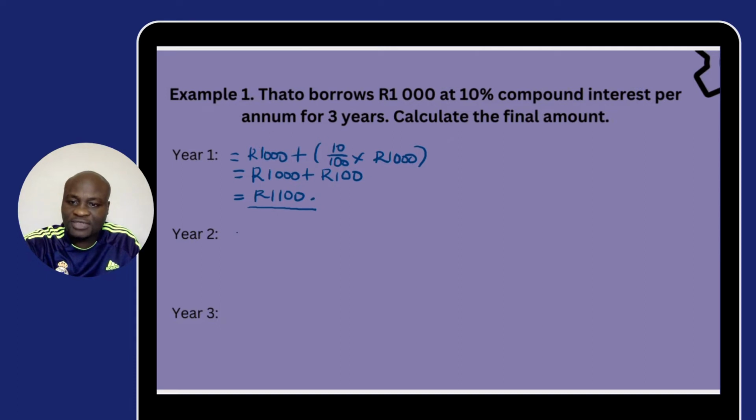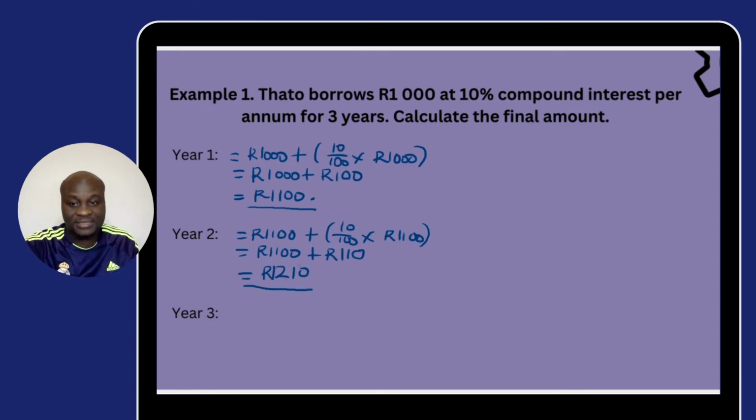So that is the balance at the end of year number 1. Year number 2, we take the balance of year number 1, 1,100 rands, plus 10 over 100 multiplied by 1,100. Notice that in simple interest, the interest calculation remains the same, but in compound interest, the interest calculation changes. We calculate the interest, like I said, on the current balance. So we bring down 1,100 plus, and when we solve that bracket 10%, we get 110 rand. When we add these two, at the end of the second year, it's 1,210 rands. So that's our balance.